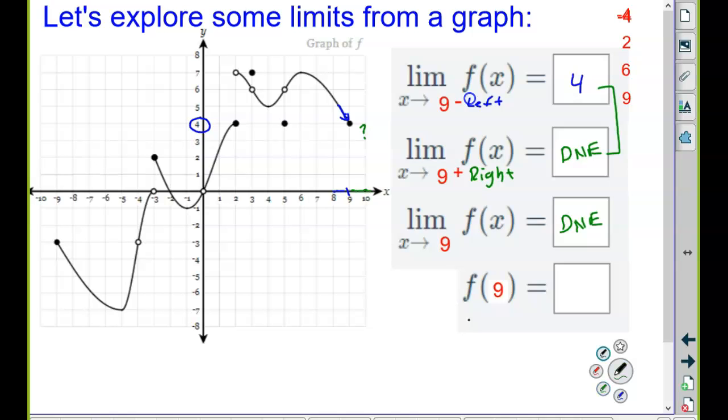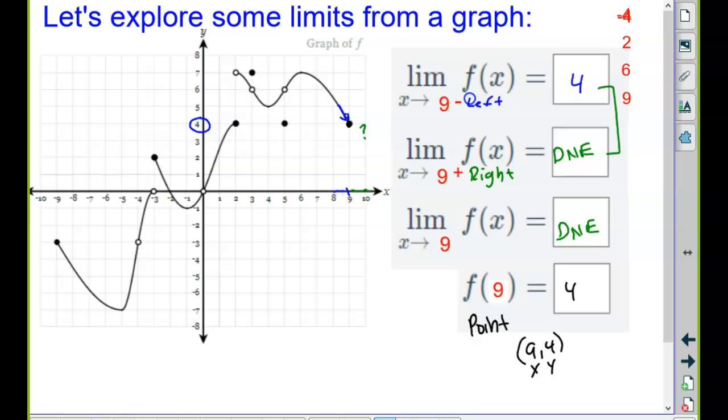However, does the point exist? That's a filled-in dot right here, and that dot has an output of 4. Remember, another way to think of points in this notation is when x is 9, y is 4. Those are equivalent. So I just wanted to show you that because we didn't talk about the fact that if your graph ends and there's nothing else on the right-hand side, then the right-handed limit can't exist and neither can the two-handed limit.